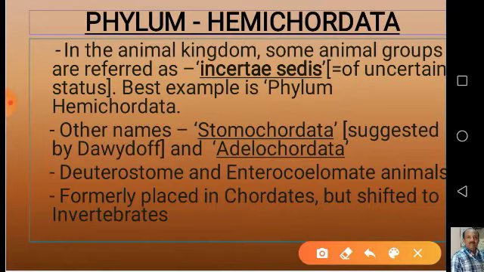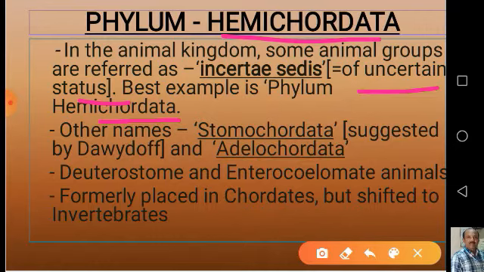So, in the animal kingdom, some animal groups are referred to as Invertebrates. This is a word belonging to some other language, which means of uncertain status. That means in the animal kingdom there are some animal groups whose status is questionable, that means under discussion. The best example is Phylum Hemichordata, which we are going to discuss today. Its status in the animal kingdom is somewhat doubtful. Now, why has it become doubtful?